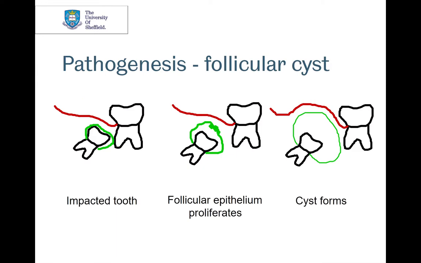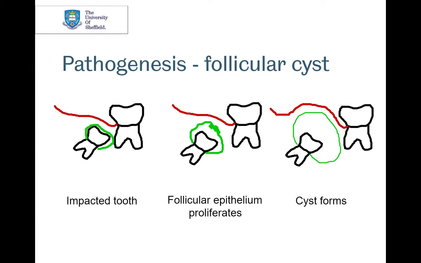So how do these develop? Well, the scenario of an impacted tooth is relatively common, particularly in relation to lower third molar teeth. But what actually happens to start the accumulation of fluid between the reduced enamel epithelium and the enamel of the crown is not clear. But it does happen. There is accumulation of fluid, and then the follicular epithelium, that reduced enamel epithelium, proliferates. So very often it doesn't just stay as the two cuboidal layers of reduced enamel epithelium, but it will become a thin stratified squamous epithelium.